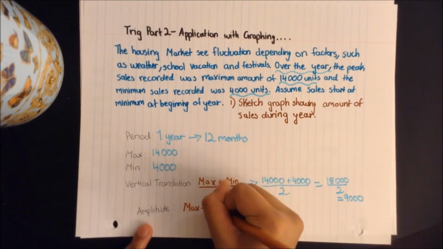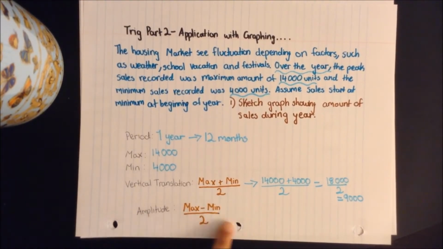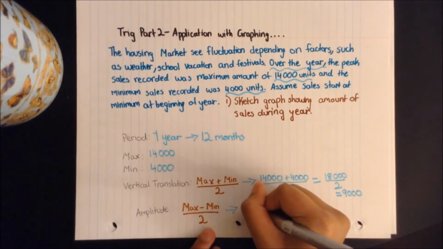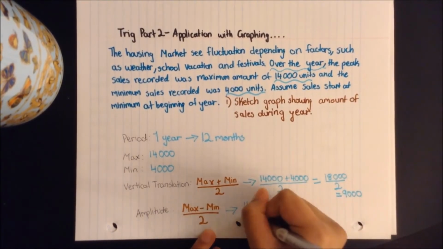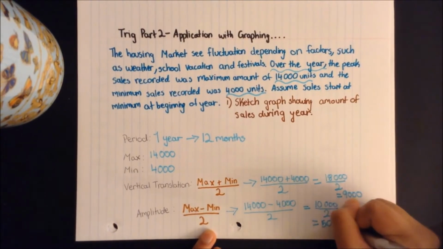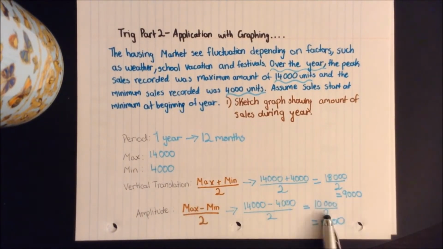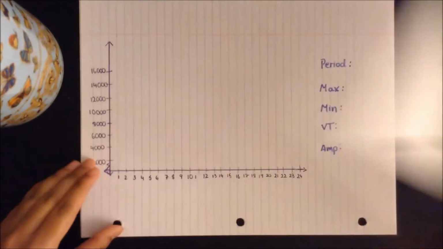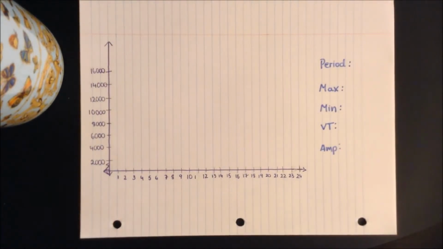The next part is the amplitude. The amplitude also comes with an equation. It's max minus min divided by 2. In this case, 14,000 minus 4,000 divided by 2, which gives us 5,000. Now that we know all of our information, it makes it a little bit simpler when we get to the graphing point of view.